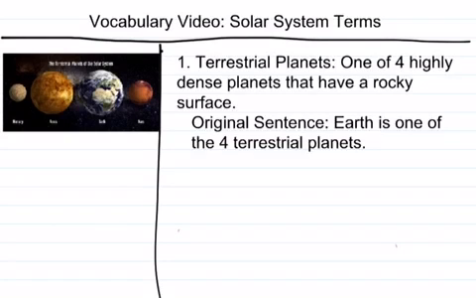Earth is one of the four terrestrial planets. You notice how I use the vocabulary term terrestrial planets within my original sentence. Do the same for the next couple of vocabulary terms.